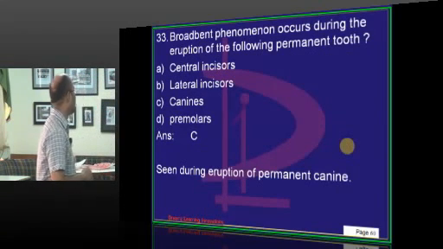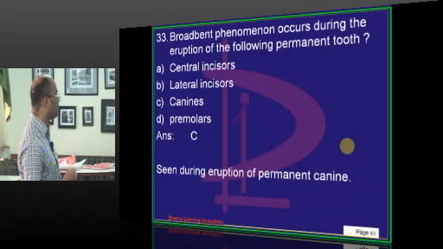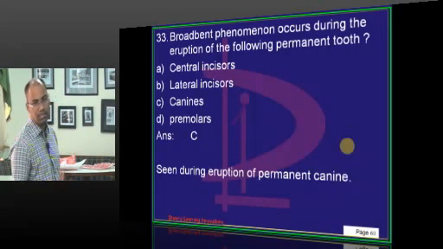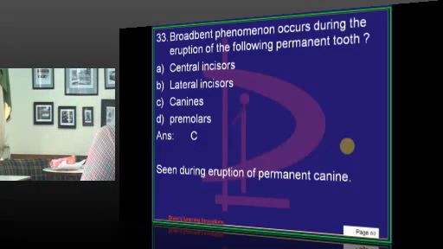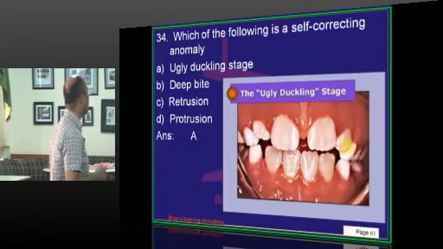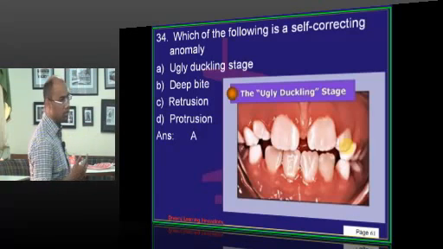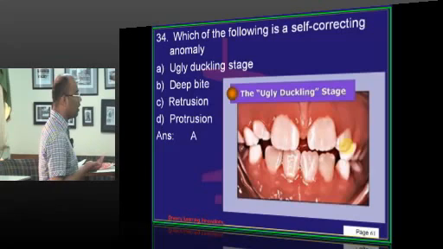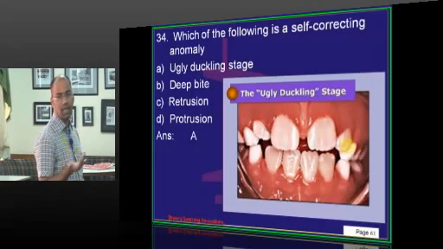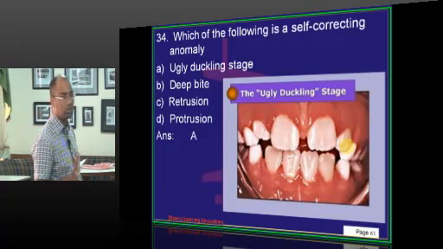Broadbent phenomenon occurs during the eruption of the following permanent teeth. Which teeth? It is canines, the permanent canines. Which of the following is a self-correcting anomaly? Obviously it is the ugly duckling stage, where no treatment is required. The moment the canine erupts, it is self-correcting by itself, called a transient malocclusion.